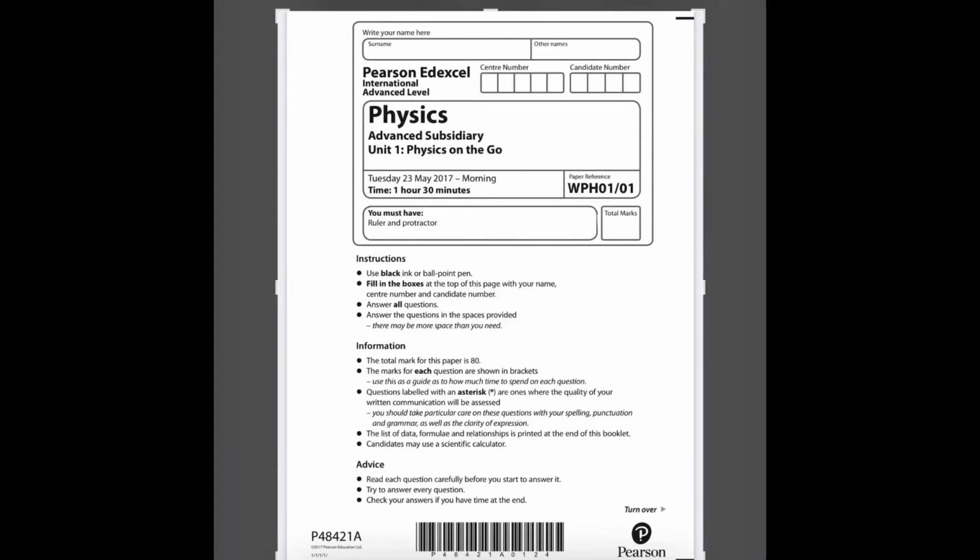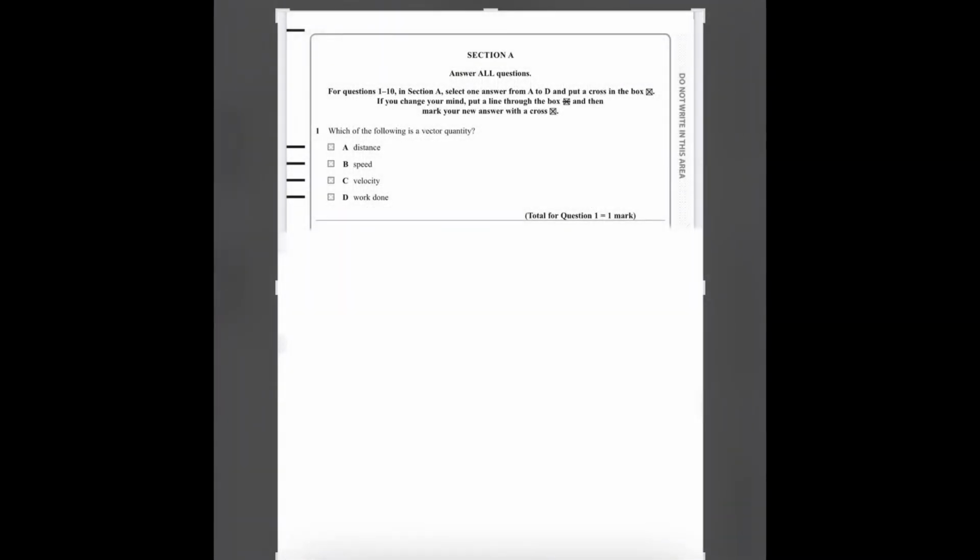Hi, this is Physics Unit 1, May 2017. So let's start. Number 1. Which of the following is a vector quantity?